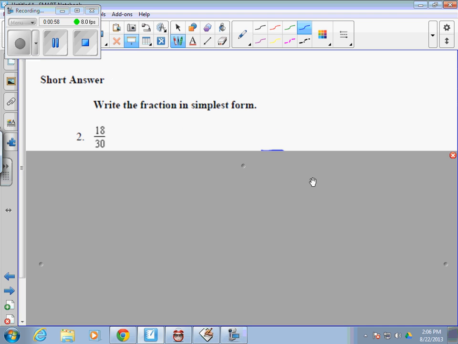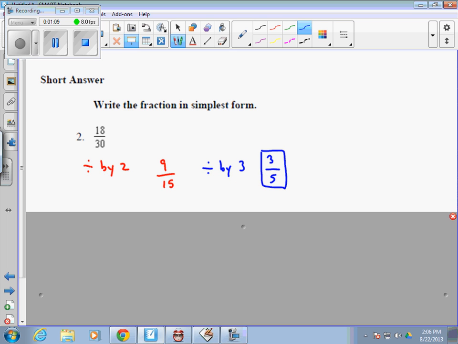Number 2 says write the fraction in simplest form. Well, you want to find the same number that goes into both 18 and 30. The largest number that goes into 18 is 6. But let's say you didn't realize that 6 went into them. You said, well, they're definitely both divisible by 2. If you divide by 2, you'll get this number 9 over 15 here.